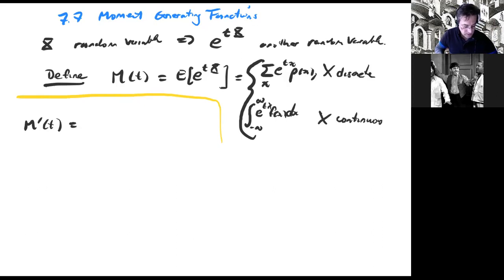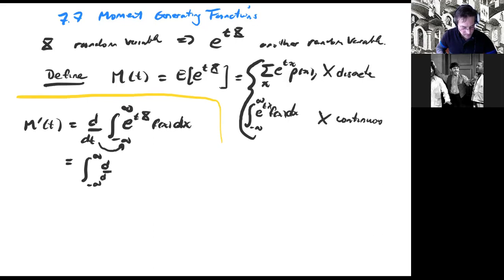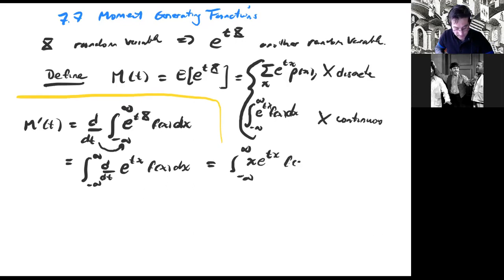So now, what is M prime of t? Well, we're going to take the derivative with respect to t. Let's just consider the continuous case, but everything I do works also in the discrete case: the derivative of the integral of e to the tx f of x dx. Now, we're integrating with respect to x. t is not being integrated, we're differentiating. And it's not always true, but in most cases that occur in real life, you can commute the derivative with the integral sign. So this is the integral of the derivative with respect to t of e to the tx times f of x dx. Now, from the point of view of t, x is a constant. So we're just differentiating e to the tx. That's going to give me x e to the tx f of x dx.